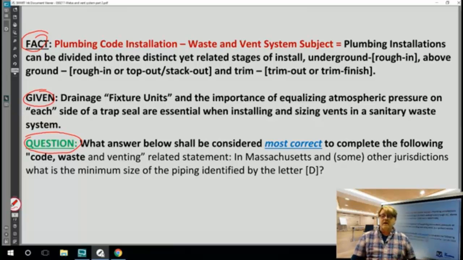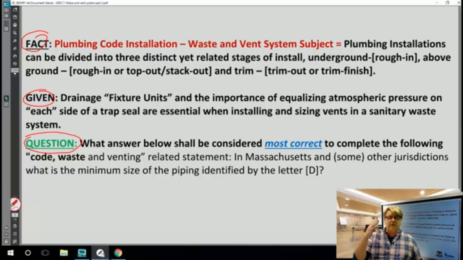So in this case, the given says drainage fixture units and the importance of equalizing atmospheric pressure on each side of a trap seal are essential when installing and sizing vents in a sanitary waste system.